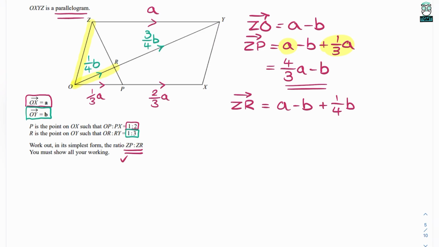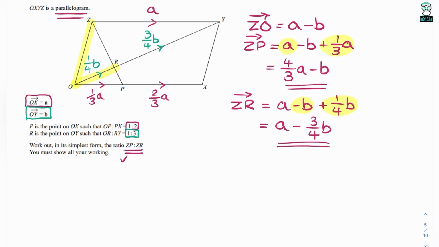Again, I need to simplify this. So if I simplify that, I've only got the 1a when I collect the like terms, but I've got a minus b plus a quarter b. Thinking about that in terms of quarters, minus b is minus 4/4 b. Add a quarter to that, we'd have minus 3/4 b. There we go, so a minus 3/4 b. And there is our second vector.